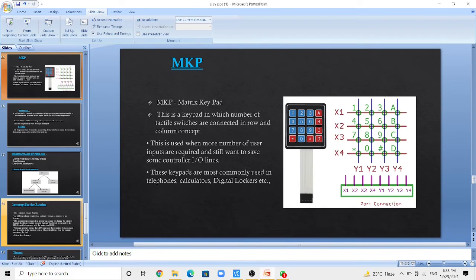This is used when a user requires more inputs. These keypads are most commonly used in telephones, calculators, digital lockers, etc. I hope you know that keypad external diagram, and this is the internal diagram. This is seen externally in general keyboards, keypads, telephones, etc.